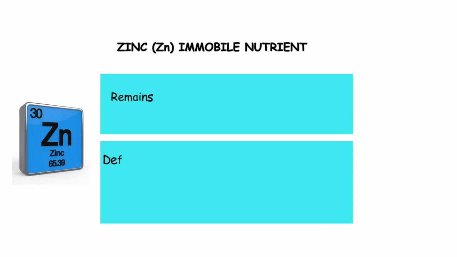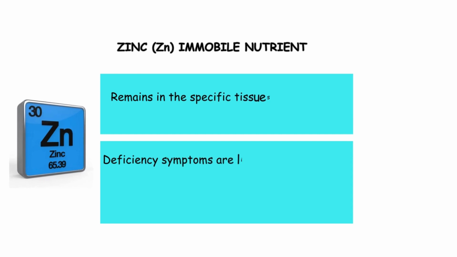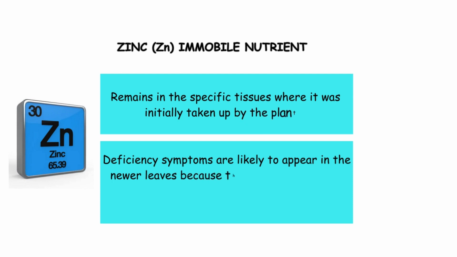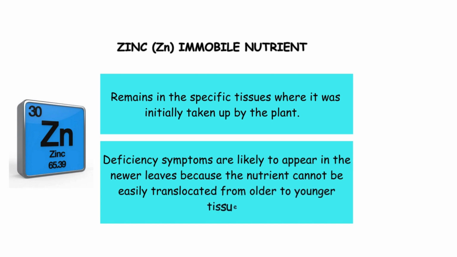The next micronutrient is zinc. Now, zinc is considered to be an immobile nutrient. It remains in the specific tissues where it was initially deposited by the plants. Therefore, symptoms are likely to appear in the newer leaves because the nutrient cannot be easily translocated from older to the younger tissues.